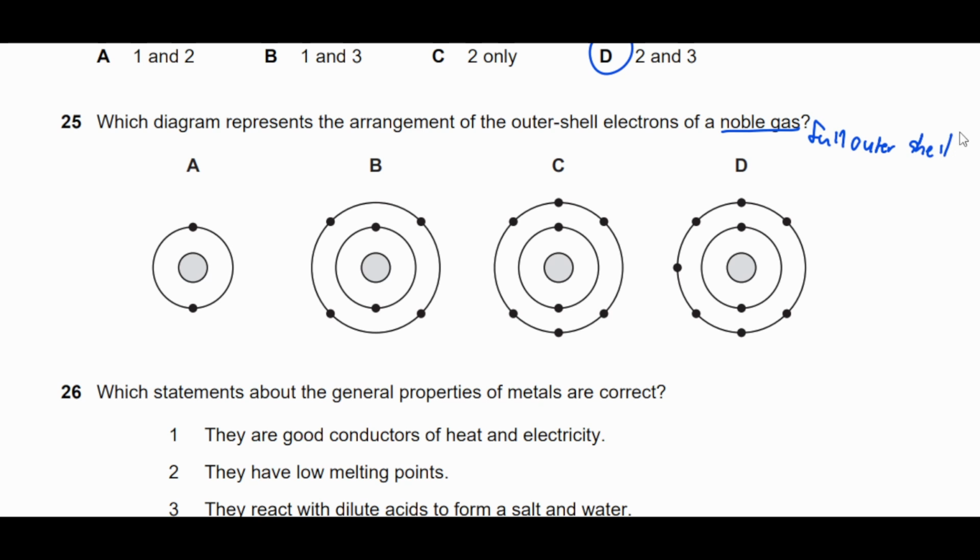Okay. So if we see here, the only one with a full outer shell is A. Because in the first shell you can hold 2 electrons, but the second shell has to hold 8, right? But here, in this one you only have 4 out of 8. This one you only have 6 out of 8. And this one you only have 7 out of 8. So it's incomplete shells. But A is the only one with a full shell.